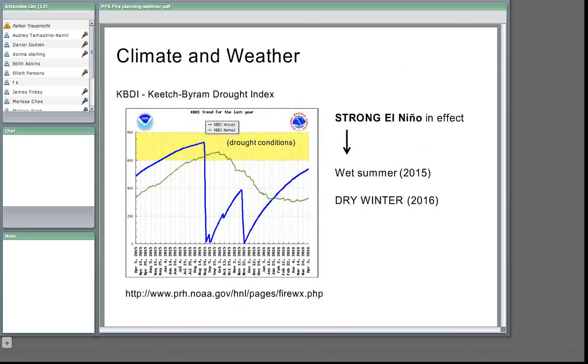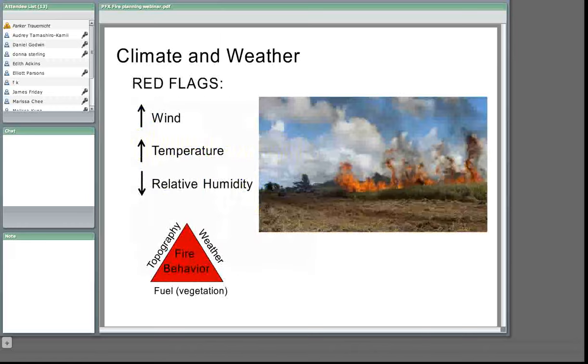Typically this time of year, we're down lower, not in drought conditions. And you can see that blue line is what's happening now. We're following the typical El Niño pattern with a very dry winter followed by a wet summer. So fire risk is high in general out there right now.